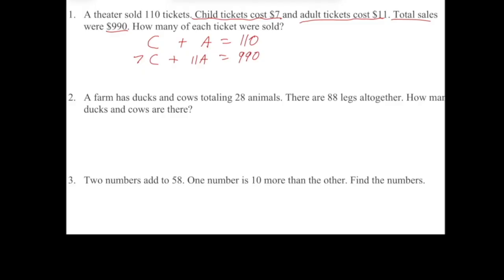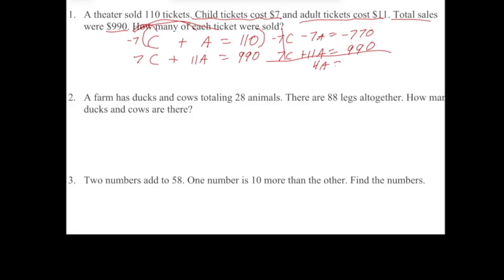Now, this is a solve by elimination type of problem. So what I want to do is multiply this by the smallest number possible, and that would be a -7 because that would match up my C's to eliminate. So I have to multiply all three, and I'm going to get -7C minus 7A equals -770. And then underneath, I'm going to write 7C plus 11A equals 990. And now we're just going to solve like we did in all those videos I did earlier at maxtutorials.com.